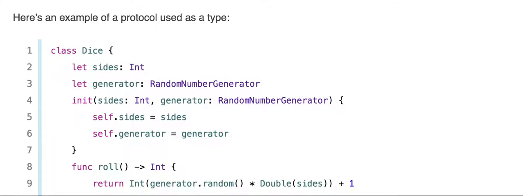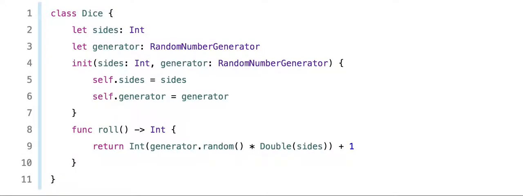Now, here's an example of a protocol used as a type. So we have a class Dice. let sides be an Int, let generator be a RandomNumberGenerator, and init with the sides and the generator, self.sides = sides, self.generator = generator. func roll returns an Int, which will take the generator random number, multiply it by the number of sides, convert it to Int, and add 1.